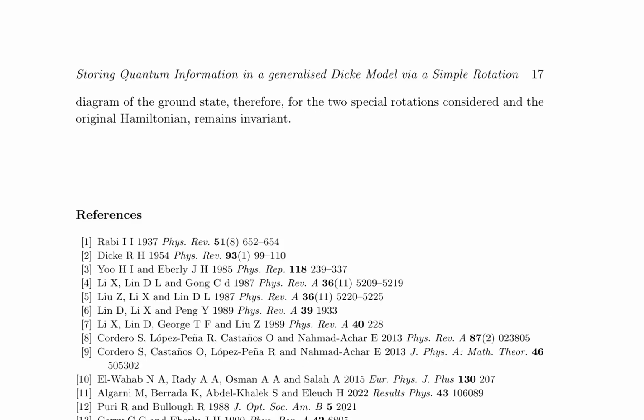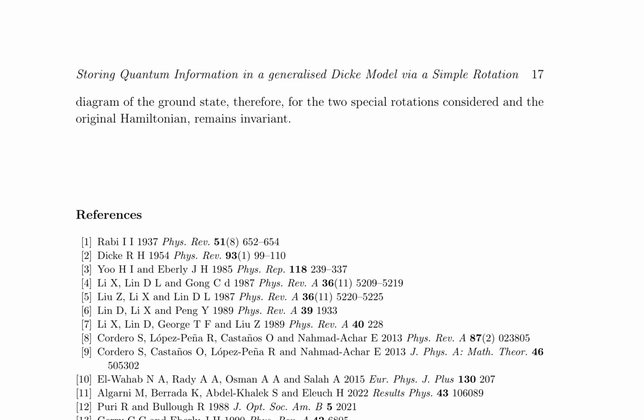The research paper discusses the storage of quantum information in a generalized Dicke model through a simple rotation. This approach involves applying a unitary transformation to the Hamiltonian of the system, resulting in the invariance of the ground state diagram for certain special rotations. The authors focus on the concept of a simple rotation as a means to store quantum information within the generalized Dicke model.